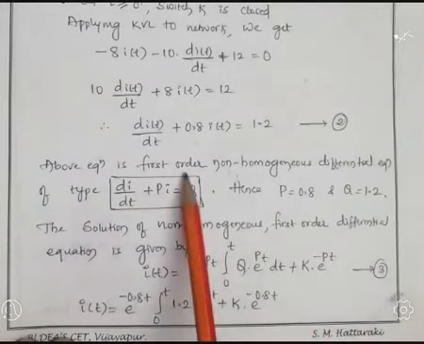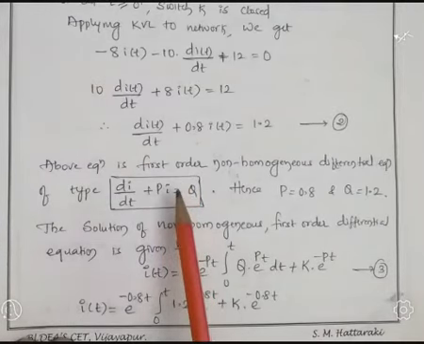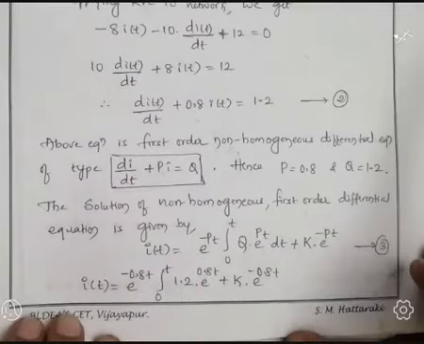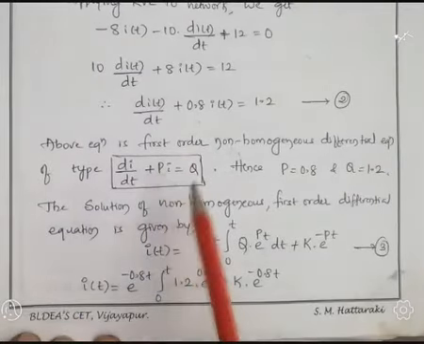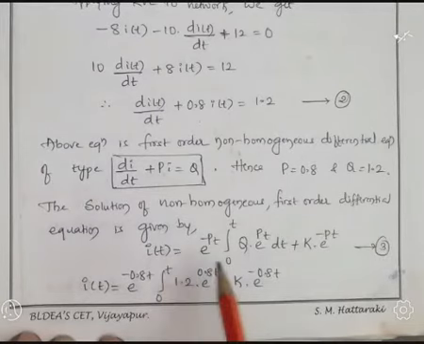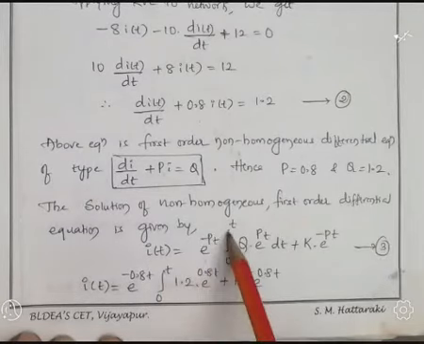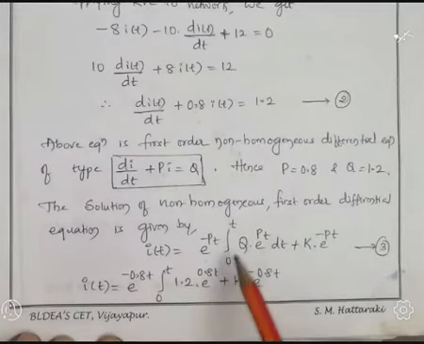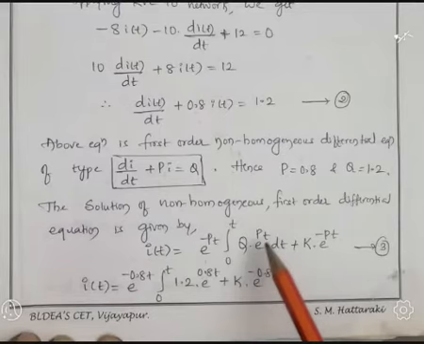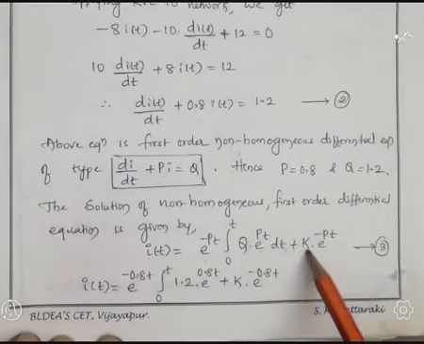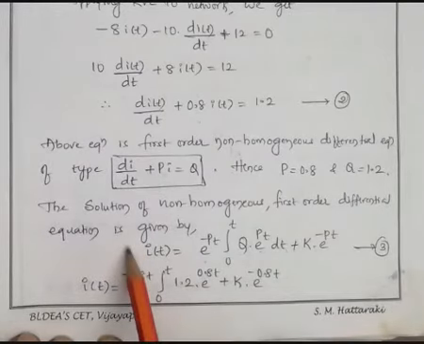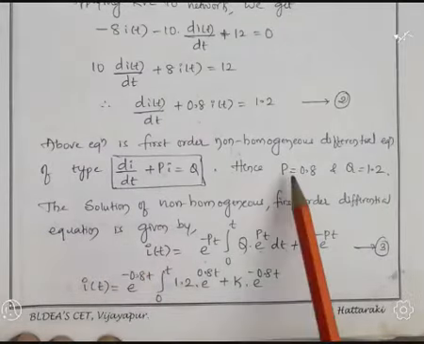If you are getting a first order non-homogeneous differential equation, we are going to get the solution for these kinds of equations by using the formula: I of t equal to e to the power minus p t, integration over the limits 0 to t, q multiplied by e to the power pt dt, plus k into e to the power minus pt. Very simple. In this formula, let us substitute the values. We have the values of p and q.